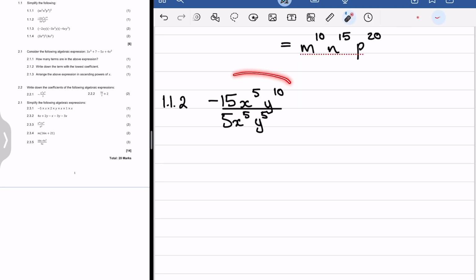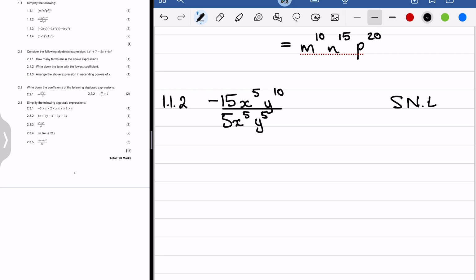1.1.2, we have a fraction, and this fraction has a numerator, of course, and a denominator. And this is then simply the division of algebraic expressions, and that means we can use SNE, S-N-E.